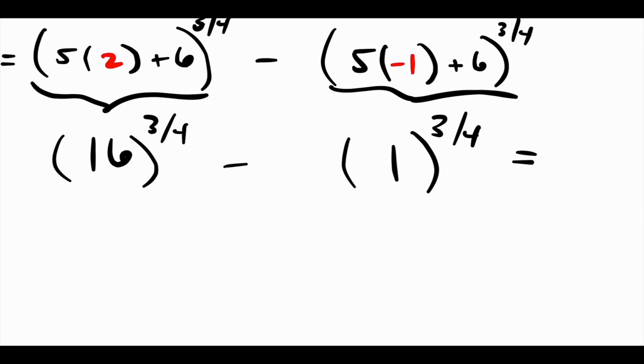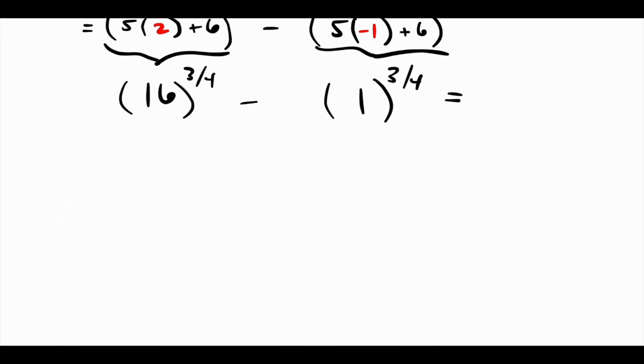What is the 4th root of 16? What number 4 times makes 16? 2 times 2 times 2 times 2, right? So the 4th root is 2. Cube 2. When I cube 2, what do I get? 8. So this guy simplifies to 8.